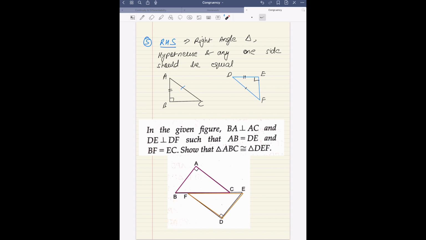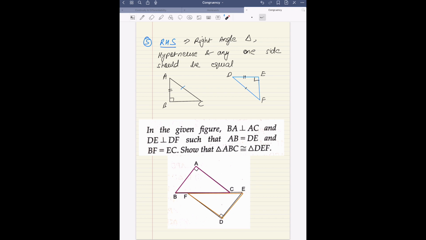For people who don't know what a hypotenuse is: the side opposite to the right angle in a right angle triangle is called the hypotenuse. So this is a right angle triangle, this is a 90-degree angle. This is the side opposite to it, hence FE is the hypotenuse of triangle FED. Okay, so BC is equal to FE.